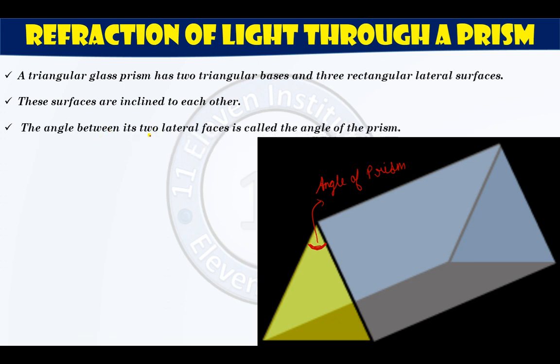The angle between its two lateral faces is called the angle of prism. This is one lateral face, this is second lateral face, and this angle is known as angle of prism. Similarly, between any two lateral surfaces, this angle is also known as angle of prism. I hope this is clear to you. You are clear about what is a triangular prism and what we mean by angle of prism. This is important for a one mark question. They can ask, what do you mean by angle of prism?